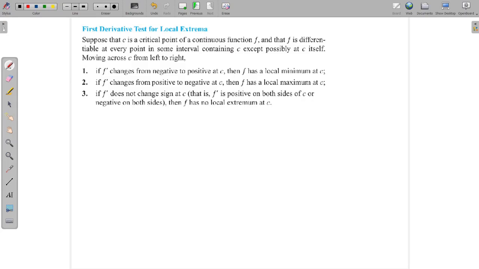Hi all, today we discuss the remaining portion of section 4.3. In that we start with a theorem, the first derivative test for local extrema.